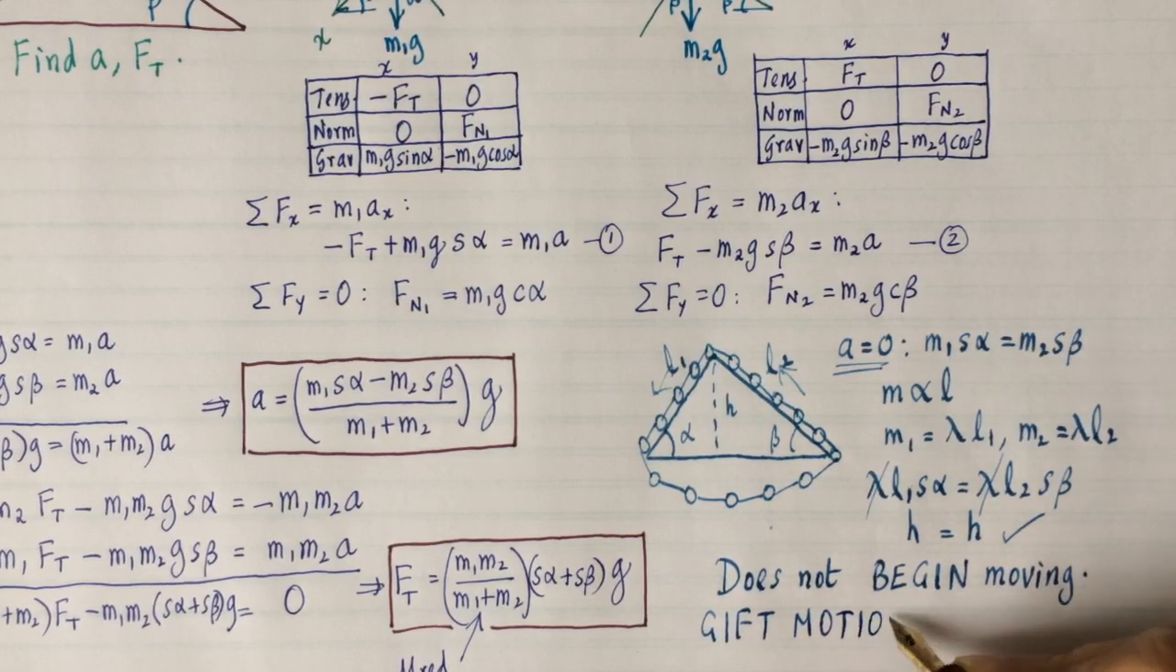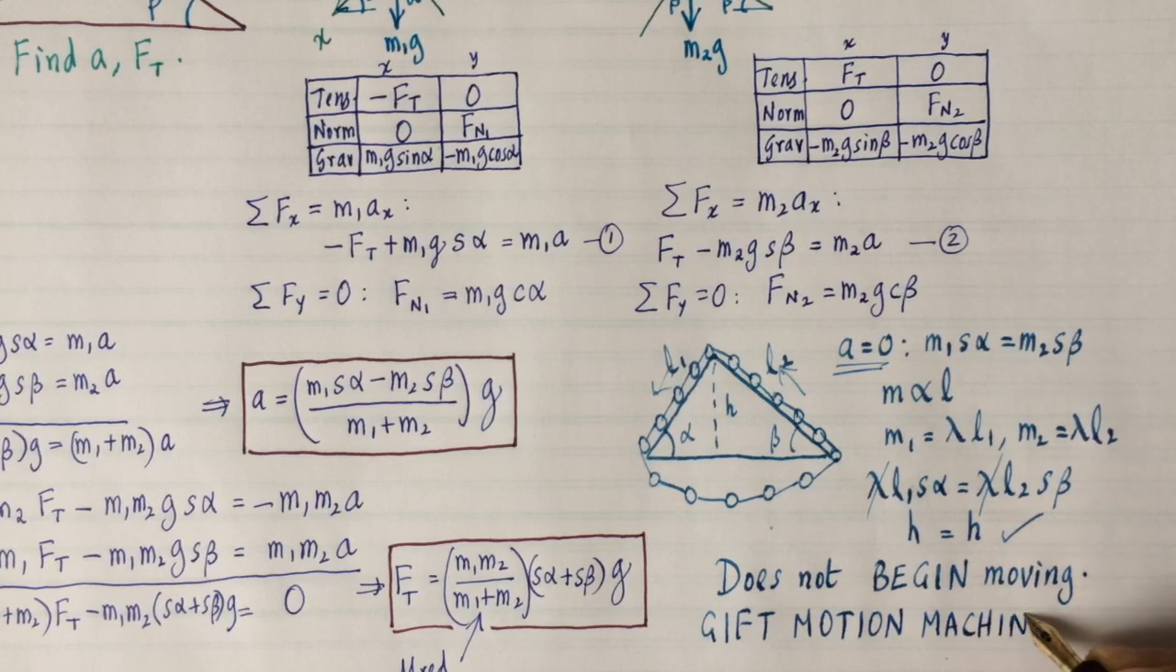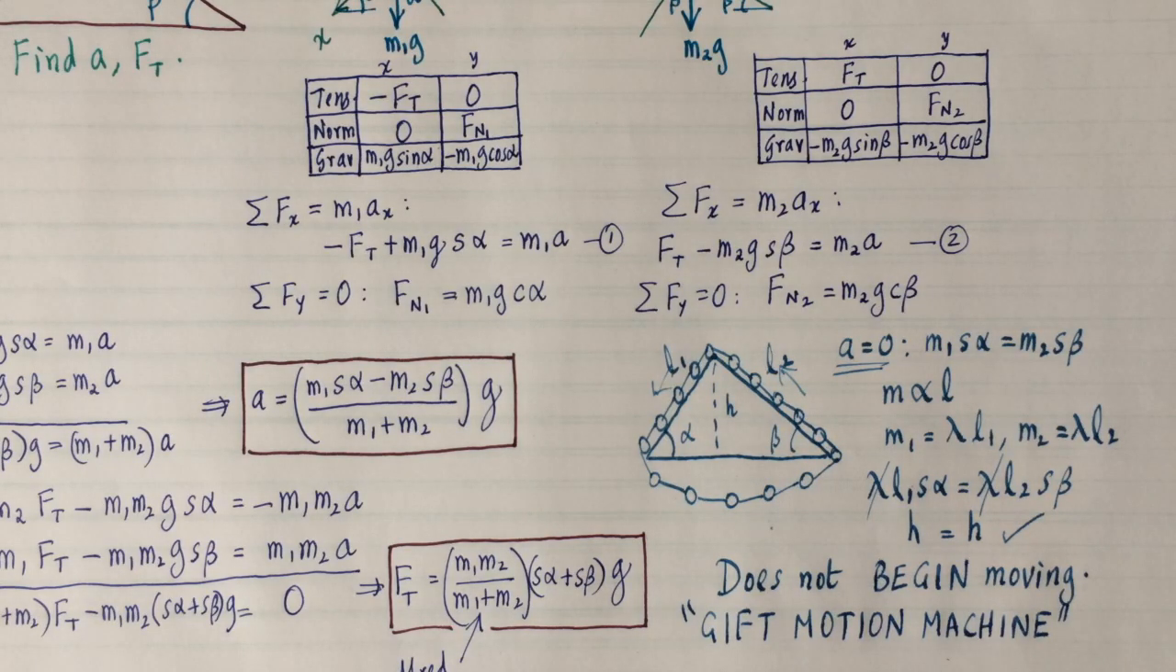So the best that you can have from a machine like this is a gift. But of course, in the real world, that never happens. Air resistance and vibrations will eventually slow down even a constant velocity Stevinus perpetual motion machine.